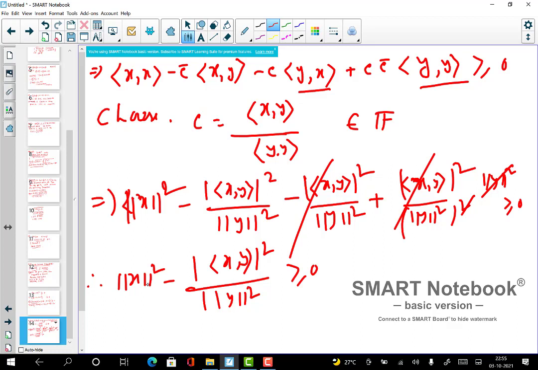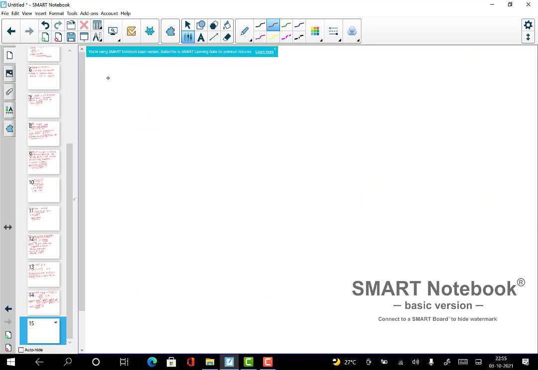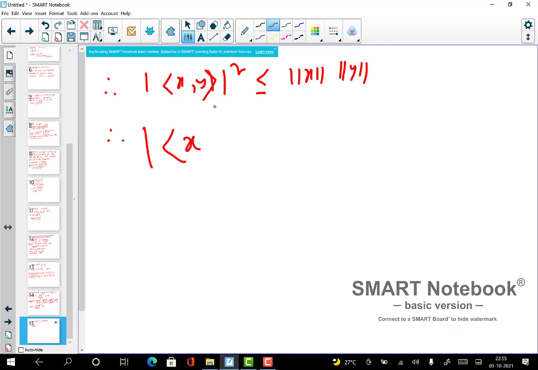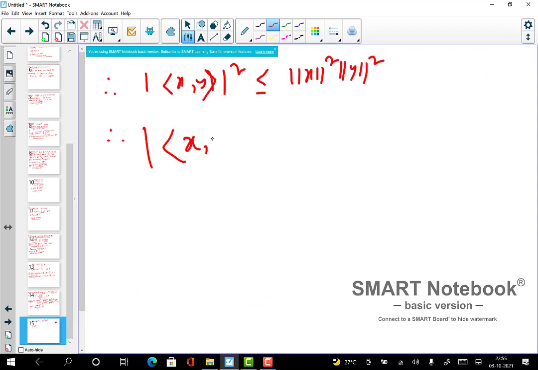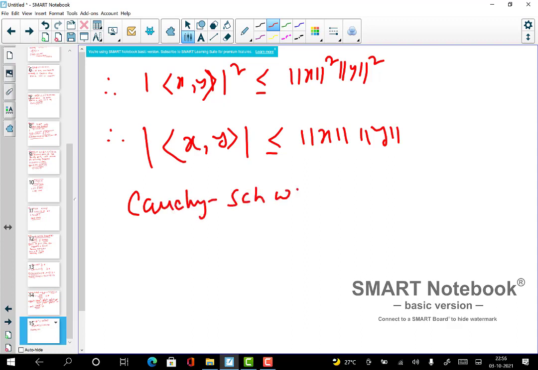So if you take the other side and multiply by norm y squared, then you will have mod of the inner product of x and y, whole squared, is less than or equal to norm of x squared into norm of y squared. If you take the positive square root, we have mod of the inner product is less than or equal to norm of x into norm of y. And this is the famous Cauchy-Schwarz inequality. So this is a very, very important property of norm, and it is very useful in many places.